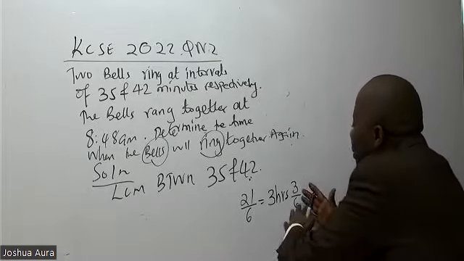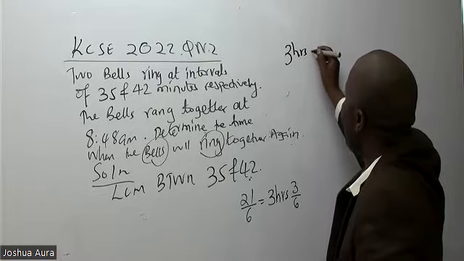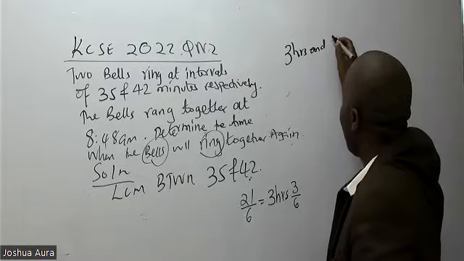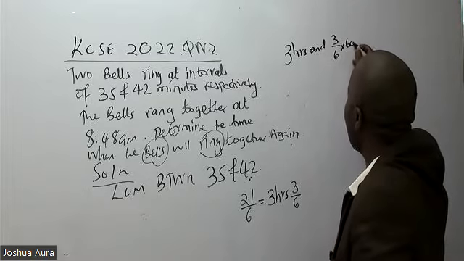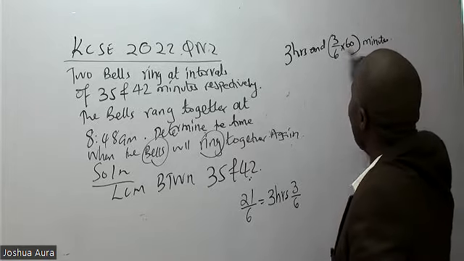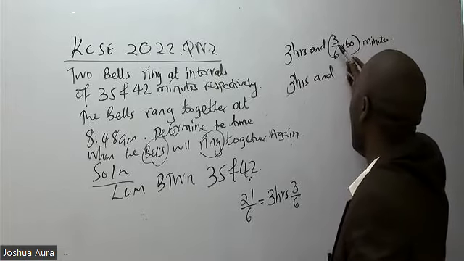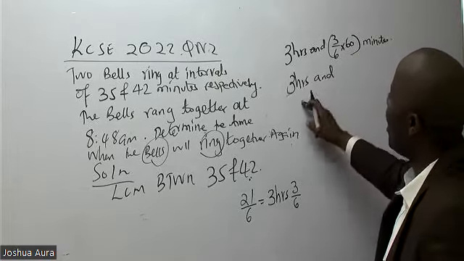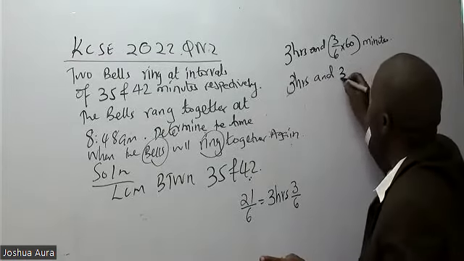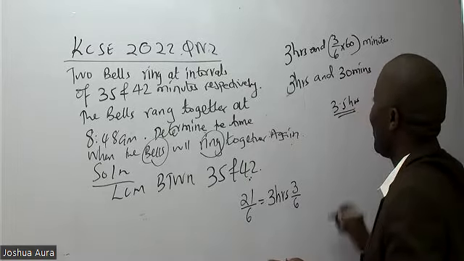Or I can even leave it like this so that I handle this thing this way. I'll say 3 hours and how many minutes here? 3 hours and 3 over 6 times 60 minutes. So this one will give me 3 hours and how many minutes somebody who is following? 3 hours and 30 minutes. 3 hours and 30 or 3.5 hours. I don't want to write it this way.